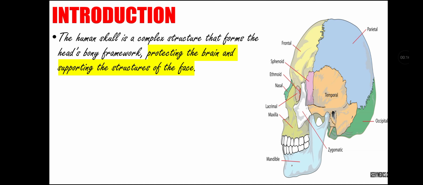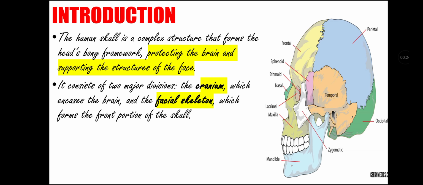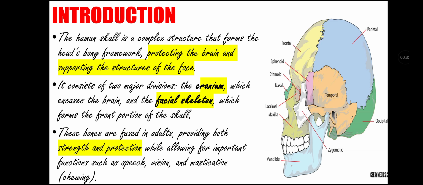Human skull is a complex structure that forms the head bony framework, protecting the brain and supporting the structure of face. It consists of two major divisions, the cranium, which encases the brain, and the facial skeleton, which forms the front portion of skull. These bones are fused in adults, providing both strength and protection while allowing for important functions such as speech, vision, and mastication.